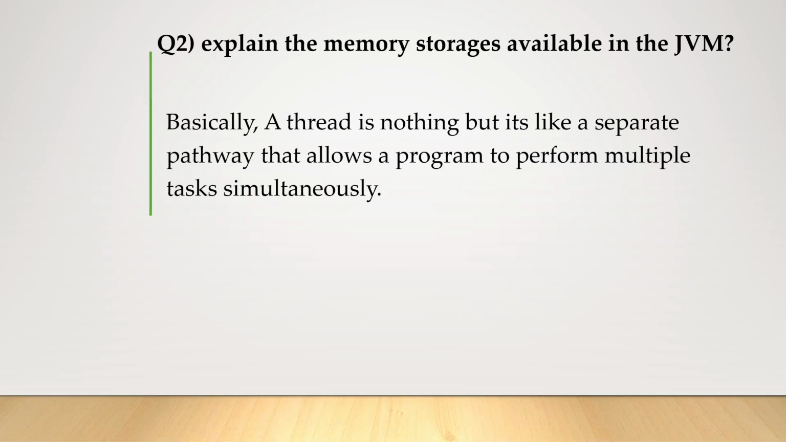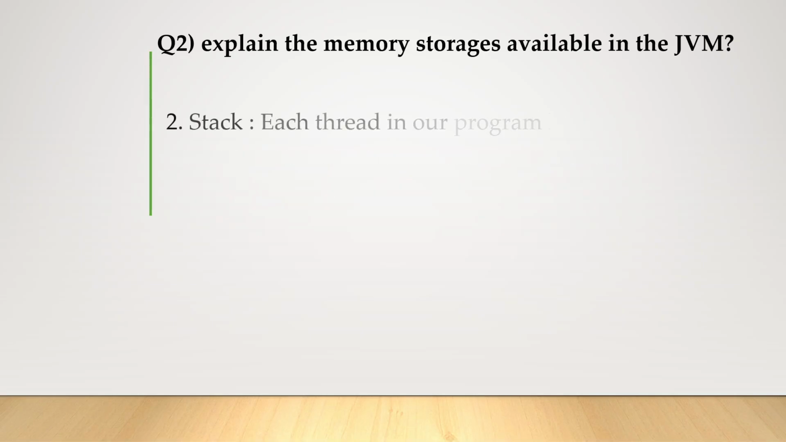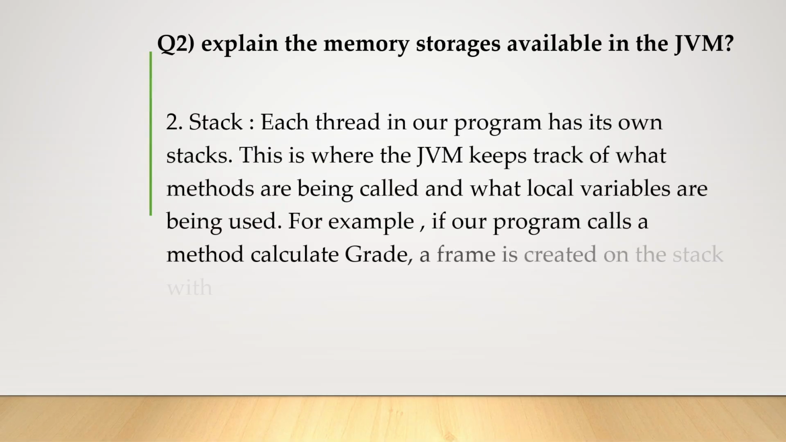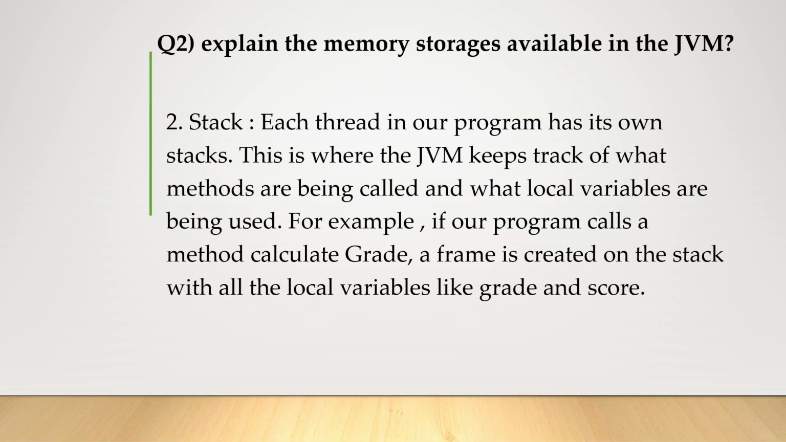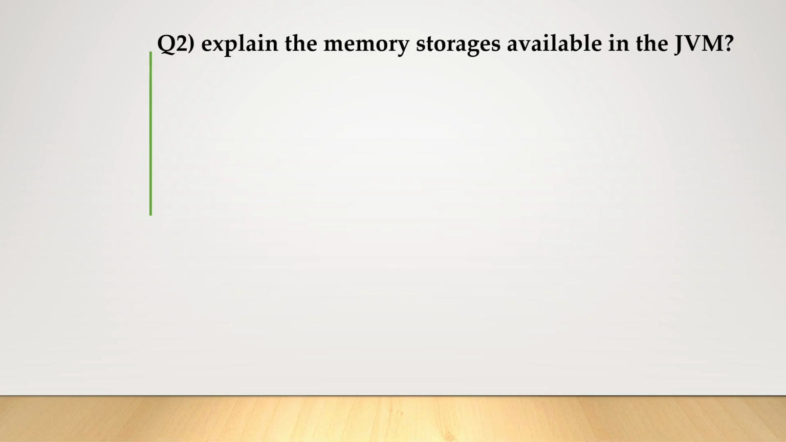Basically, a thread is nothing but a separate pathway that allows a program to perform multiple tasks simultaneously. Second is stack. Each thread in our program has its own stack. This is where Java keeps track of what methods are being called and what local variables are being used. For example, if our program calls a method to calculate the grade, a frame is created on the stack with all the local variables like grade and score.